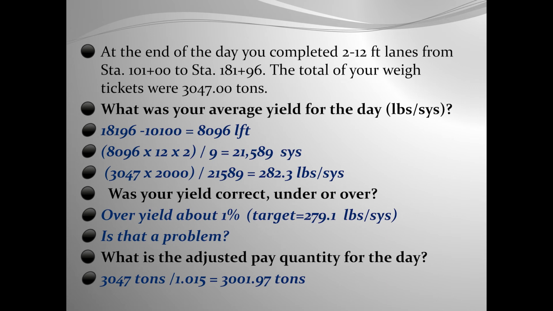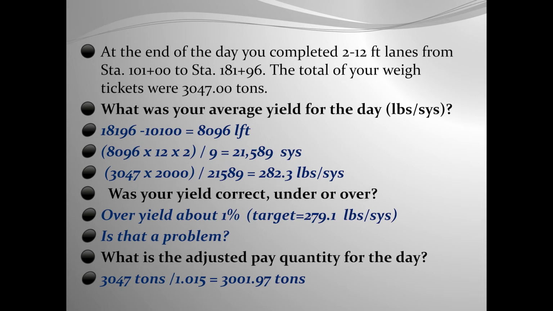Okay, so to continue this problem using the information that was given to you previously, this gives you some stationing and also tells you your lane width, how many lanes, and it tells you your total weight tickets for that day of 3,047 tons. So we're going to do that conversion, that manipulation of the formula to figure out the unknowns that we are trying to look for. So the first step to this is to determine your average yield for the day.